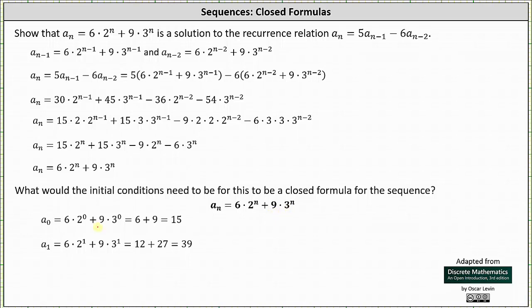To find a sub 0, we substitute 0 for n. A sub 0 is 15. And to find a sub 1, we substitute 1 for n. A sub 1 is equal to 39. These would need to be the initial conditions.